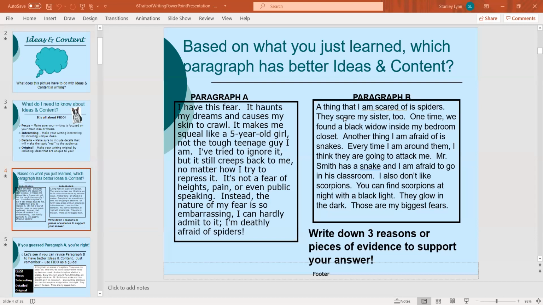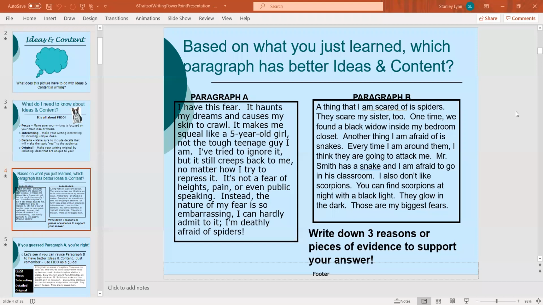All right, paragraph B. A thing that I am scared of is spiders. They scare my sister too. One time we found a black widow inside my bedroom closet. Another thing I am afraid of is snakes. Every time I am around them, I think they are going to attack me. Mr. Smith has a snake and I am afraid to go in his classroom. I also don't like scorpions. You can find scorpions at night with a black light. They glow in the dark. Those are my biggest fears.